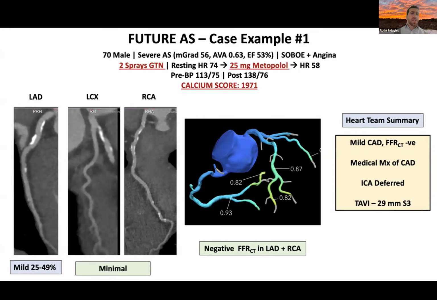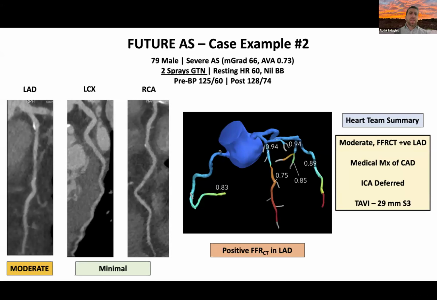And really just highlighting that as we're treating younger and younger patients, although we might not want to revascularize every patient, understanding their underlying coronary anatomy and their physiology may have implications for the decision on the type of valve and potentially the lifetime risk that this patient may have in the future.